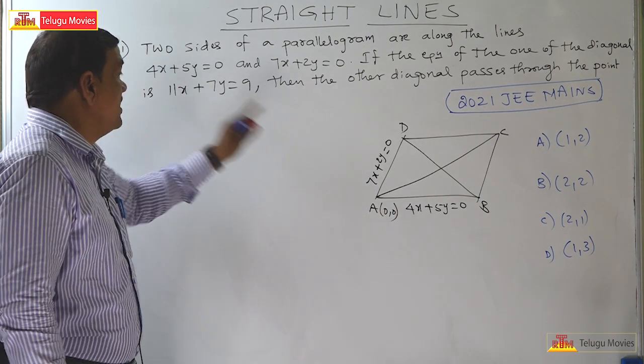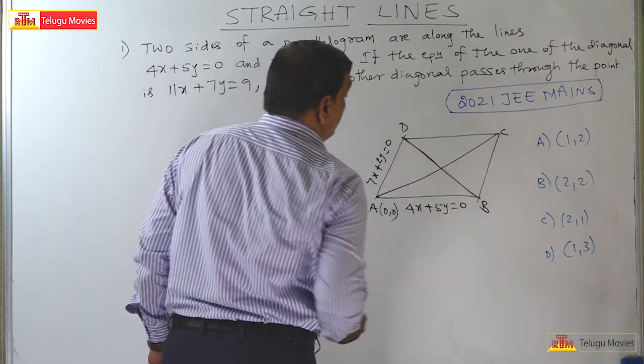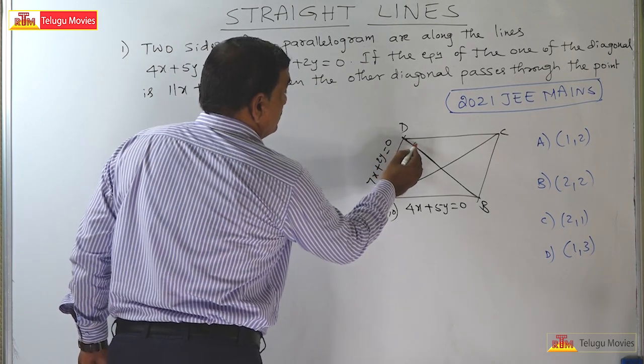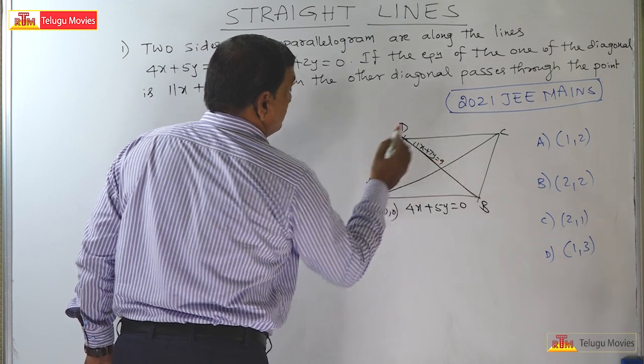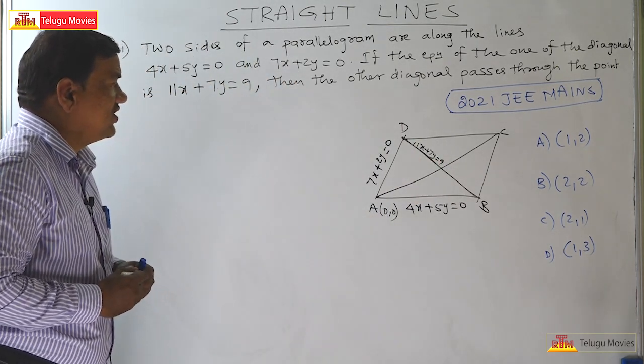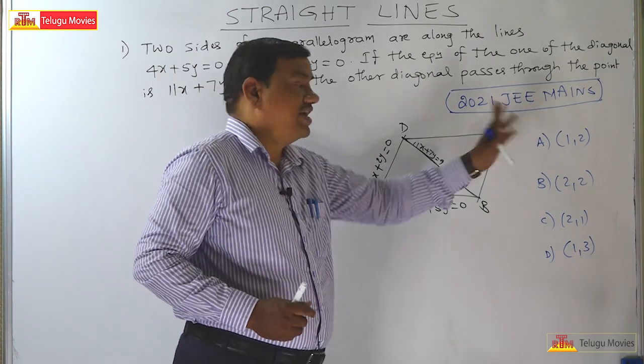That's why the equation of the diagonal BD is 11x + 7y = 9. So, everything is clear. Now, we have to find out the equation of AC.